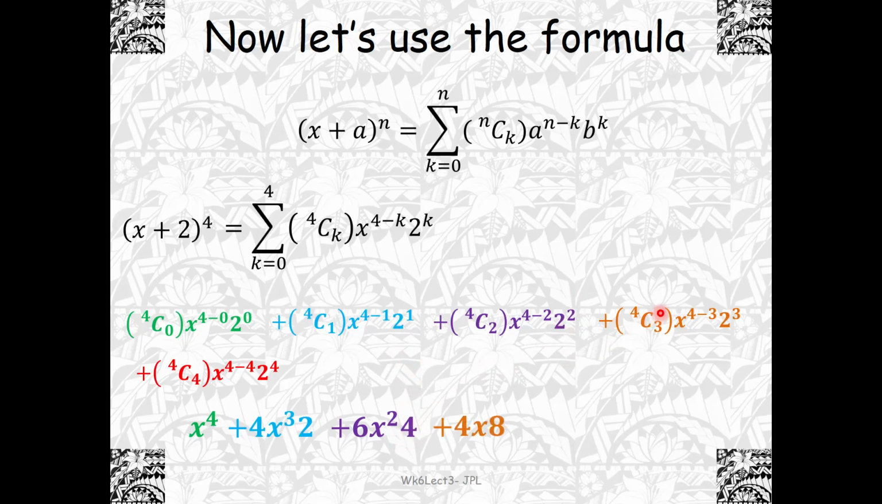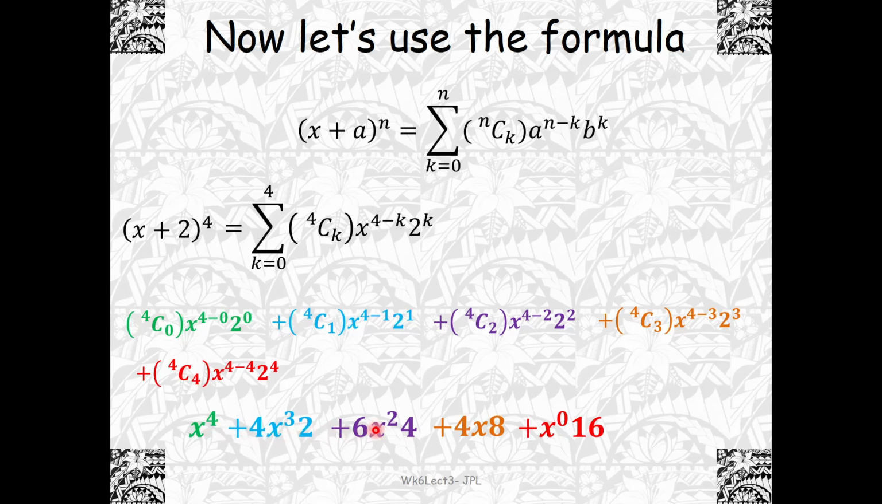Plus again. Same case with this one, 4c3 is 4. x to the power of 4 minus 3 is x to the power of 1, or just x. And 2 cubed is 8. And lastly, for this one, 4c4 is 1. Yeah, that's x to the power of 4 minus 4, x to the power of 0. And 2 to the power of 4 is 16.